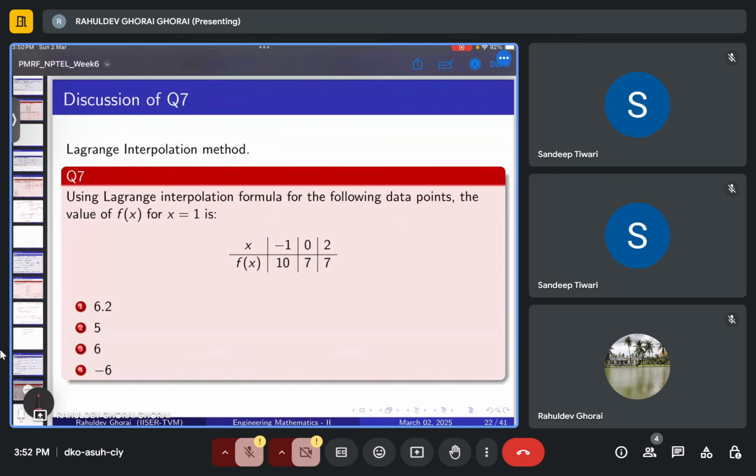So now it comes to the Lagrange interpolation method. This one you have to do it. Otherwise, if you do this one, I will also do that, so that at least one you do, then it will be okay.